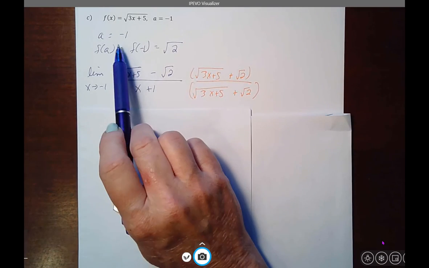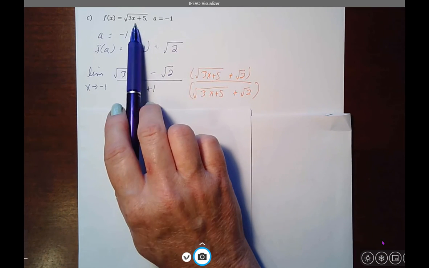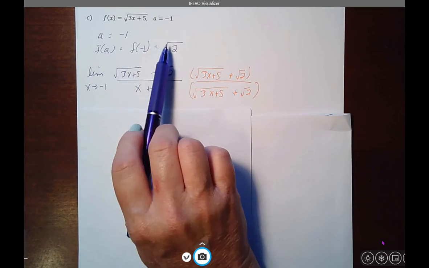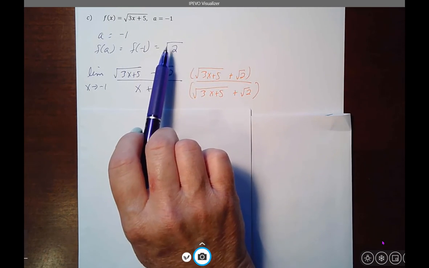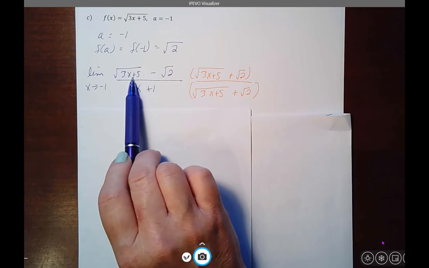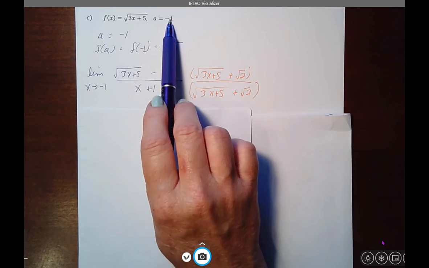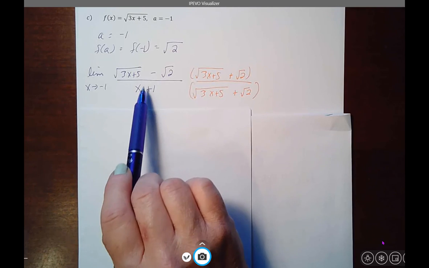Okay, so I know that a equals negative 1, which means f of a equals f of negative 1. That's 5 minus 3 is 2, square root of 2. That's where that root 2 comes into play. Okay, so that means we're going to do the limit of f of x minus f of a all over x minus a. X minus a, negative 1 of course, is x plus 1.